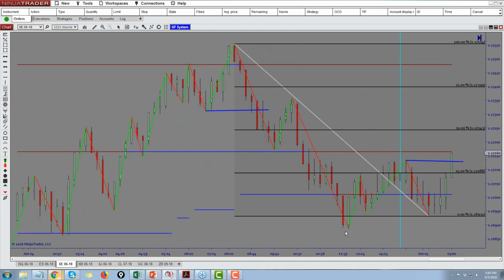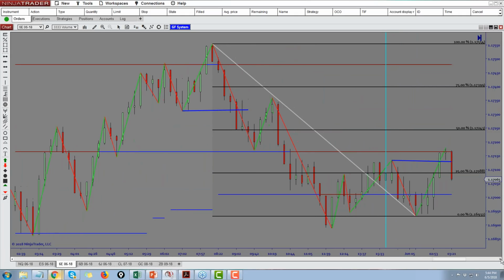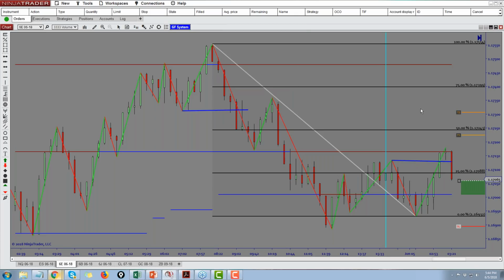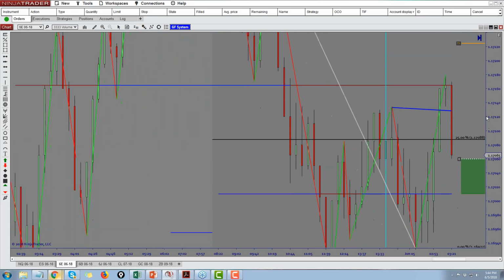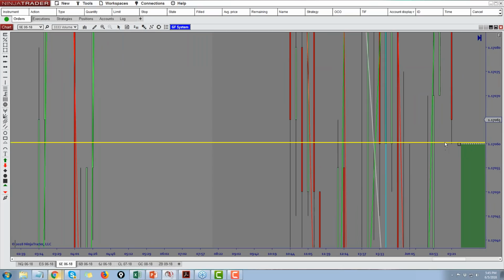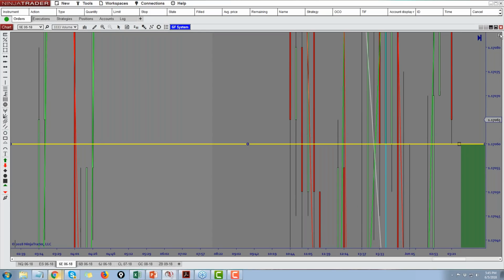So if we look at this, we could plan that support level down here. We could plan that. Let's see if it worked. Long trade on, right there. Let's take a look. The entry is right there. Let's see. Yeah, I'm trying not to force that. It came down to the tick. May have got the fill, maybe not.